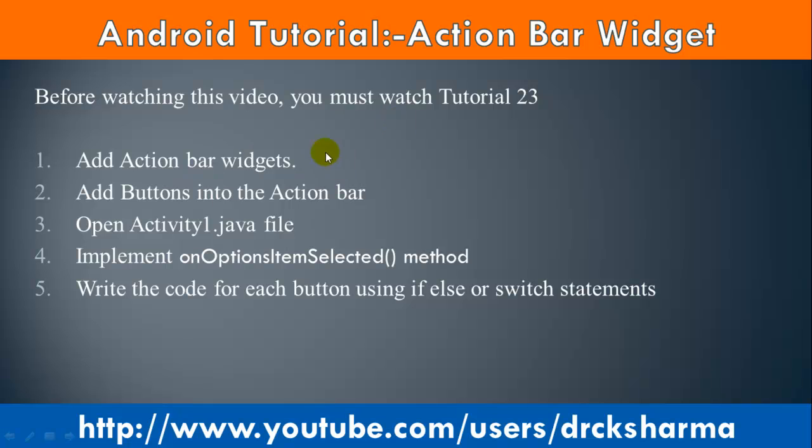The following 5 steps are used to add event handling code for the button. In step 1, we first add action bar into the activity. Step 2, add button into the action bar. Step 3, open activity1.java file. Step 4, implement onOptionsItemSelected method. Step 5, write the code for each button using if else or switch statement.